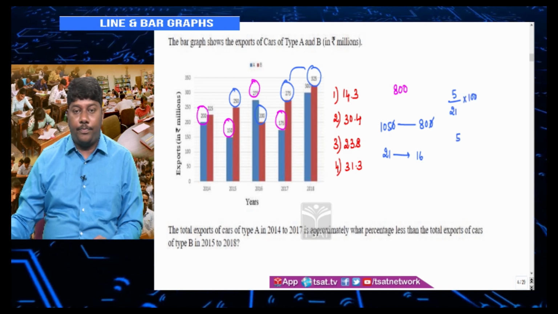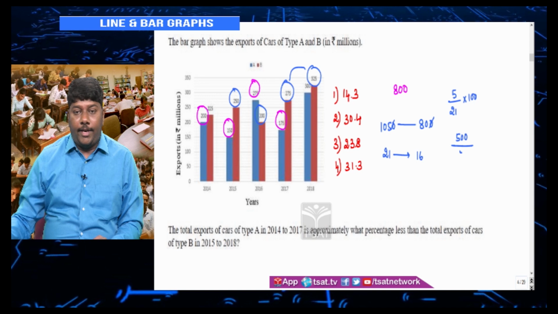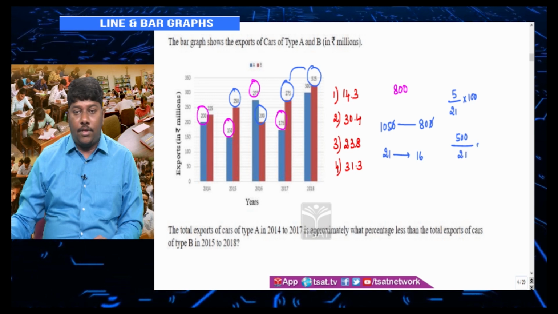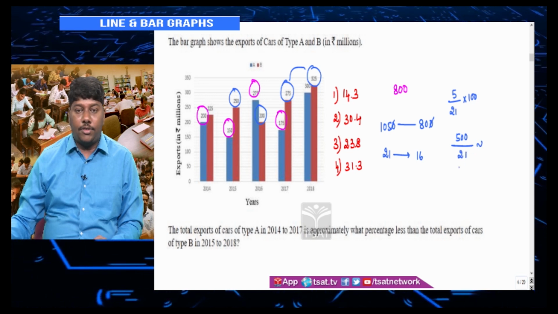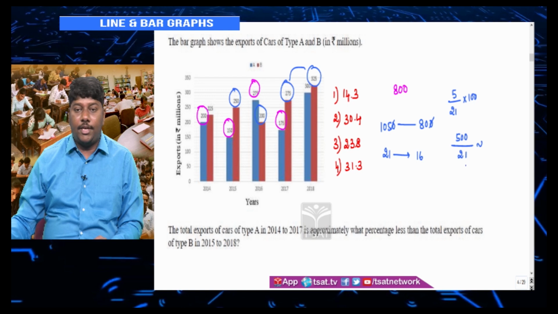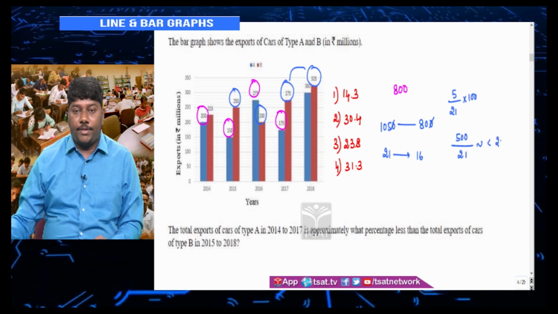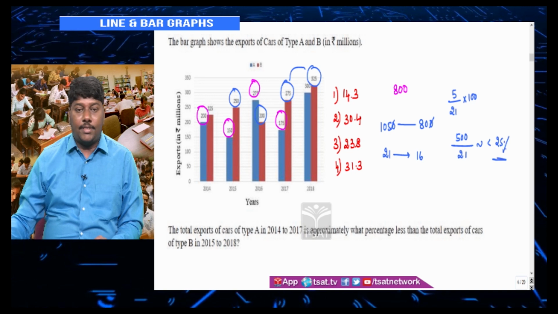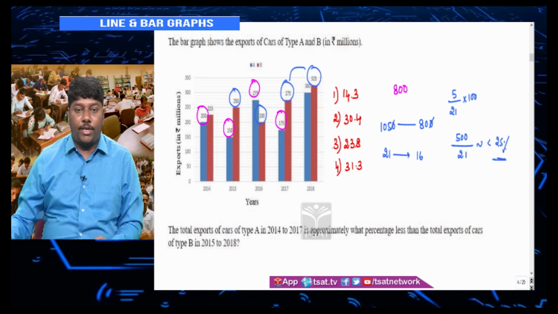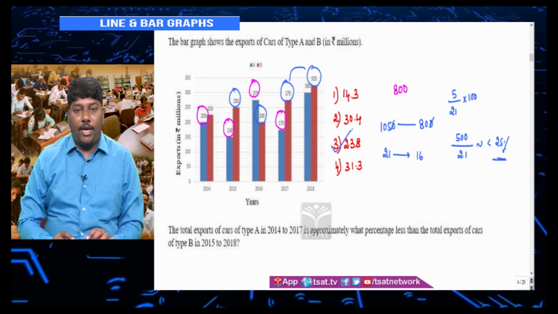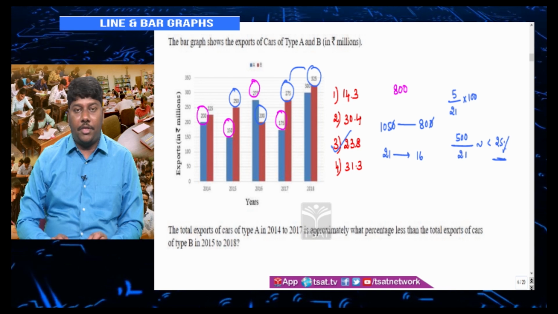500 by 21. If I take it as 20, our answer would have been 25, because 20 into 25 is 500, but it is a little more. Therefore, our answer should be a little less than 25%. So, a little less than 25% in the given options is 23.8. The only option which is a little less than 25 is 23.8.